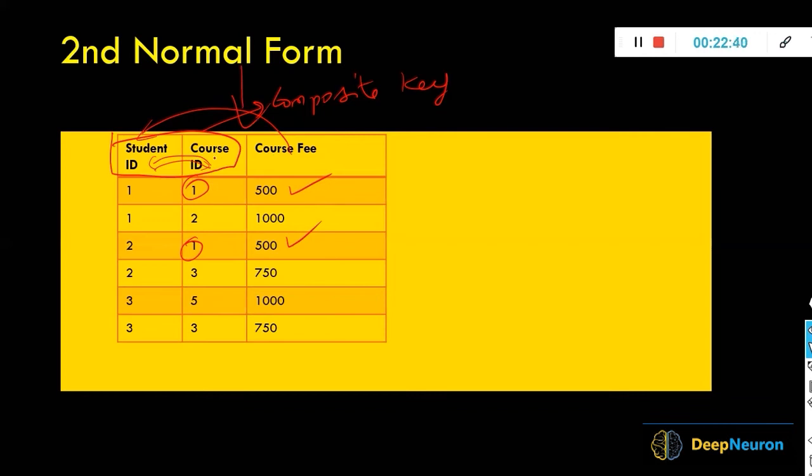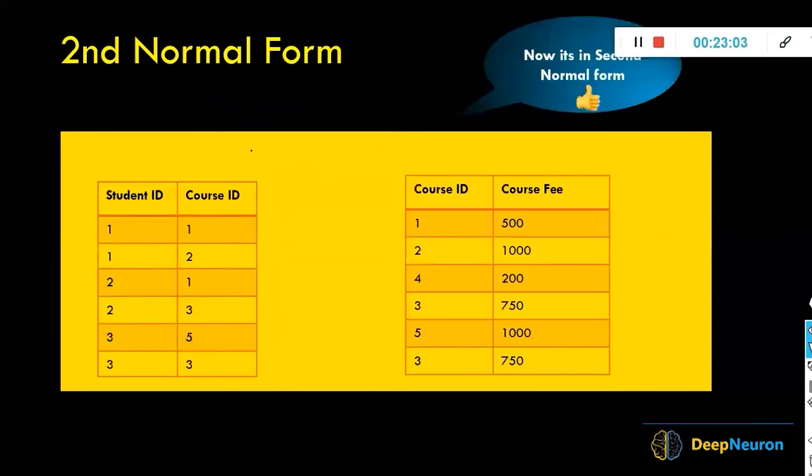So what we are going to do is keep course ID and course fee in a separate table. In this case, these 2 columns are a composite key. Though it is a composite key, the course fee depends only on part of it. It is not fully depending on these 2 key columns. It is only partially dependent, hence it is violating the second normal form.